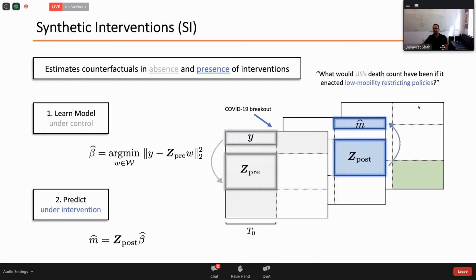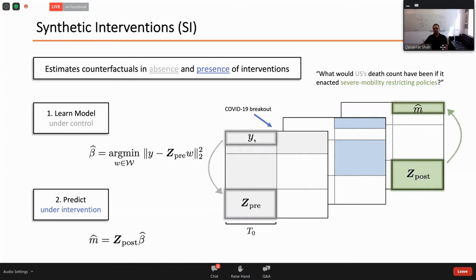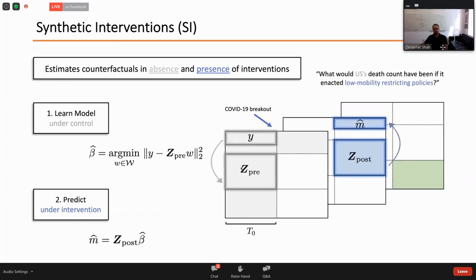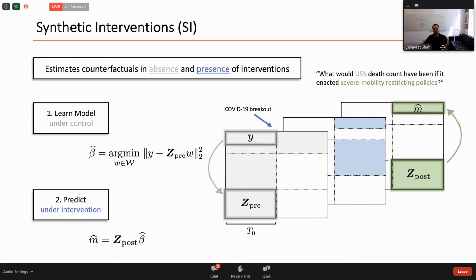What if I want to estimate the row here in this green slice? Well, I will learn the relationship between this and these rows. That's another beta. This beta would be different from the beta learned here. So the beta learned here is the relationship between this and these rows, and the beta learned here is the relationship between this and these rows. But once I do that, then I'm going to use the Z post here to estimate this. This is what we call synthetic intervention, and for each intervention, it's with different donor groups, or different countries, so to speak, and hence it changes.